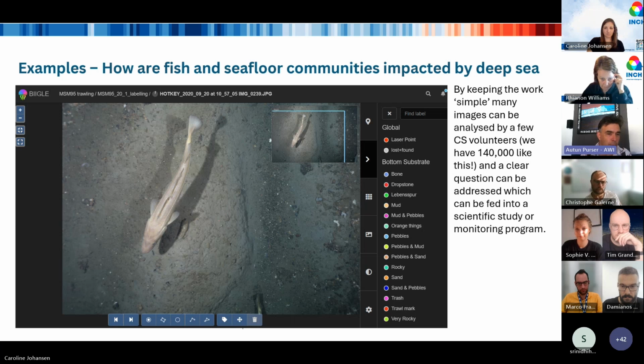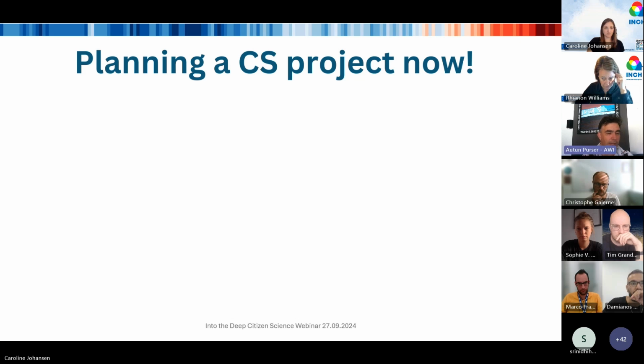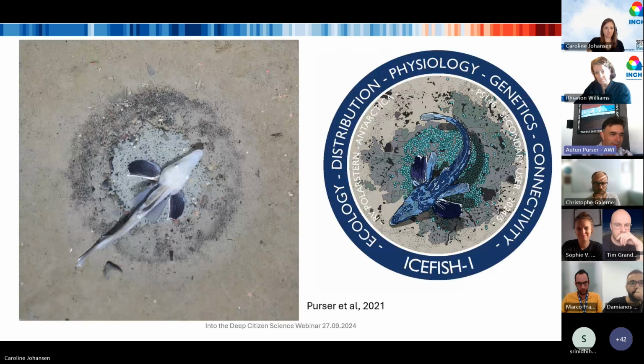And being as how I've got 140,000 images like this from my robot submarine that I sent down for this work, it's impossible to expect a human to do that. Okay, next slide, please. Okay, so right now I'm planning a citizen science project. So if you go to the next slide, I'll tell you about it.